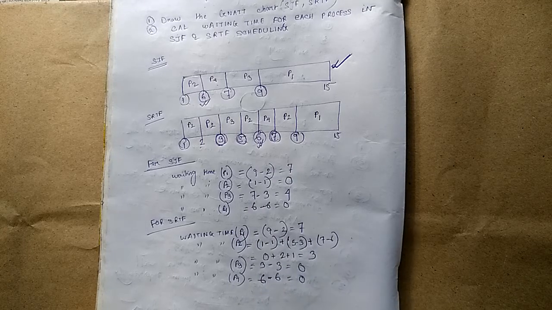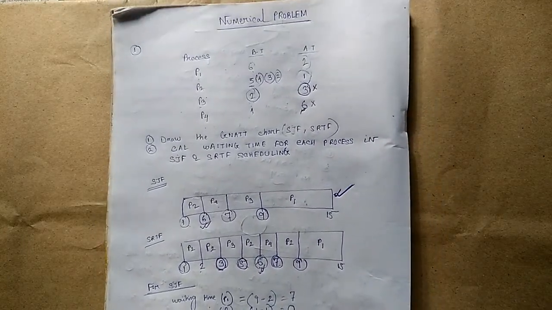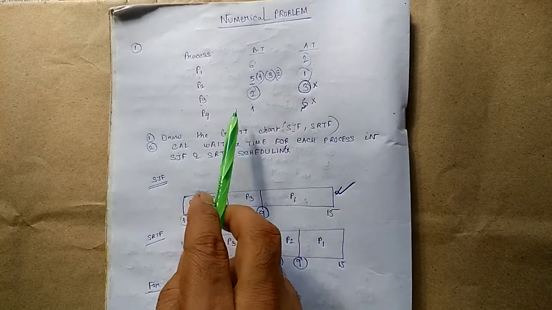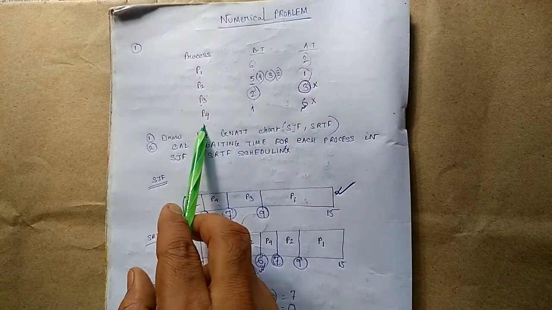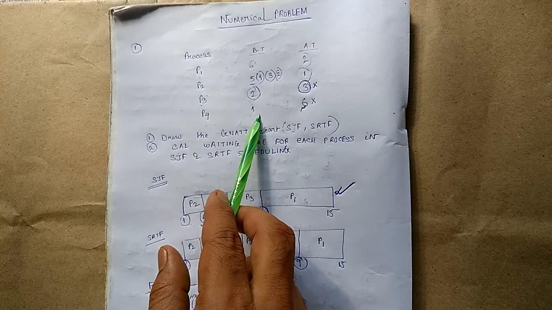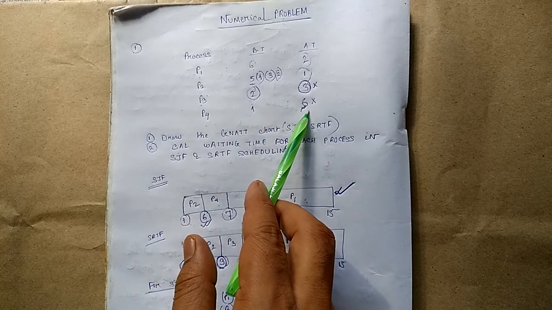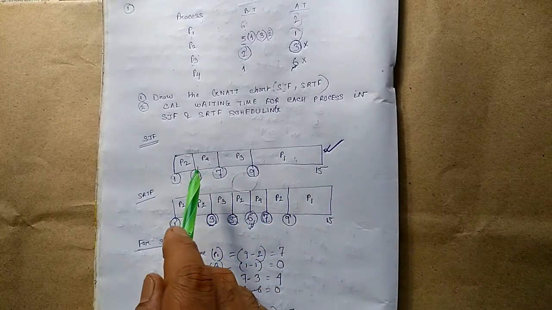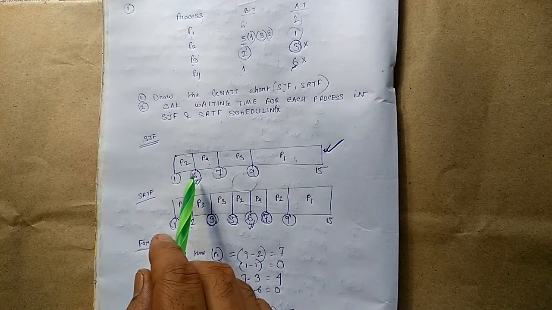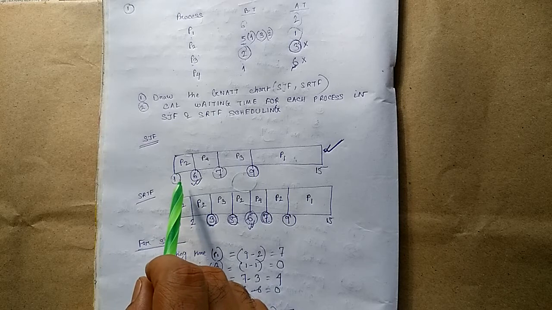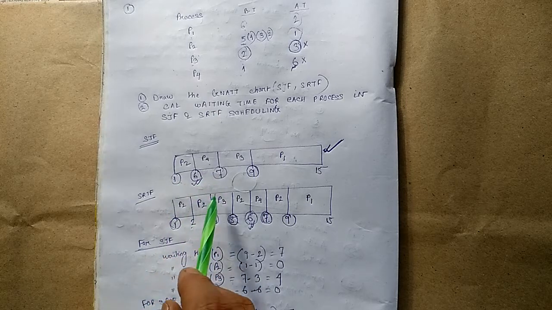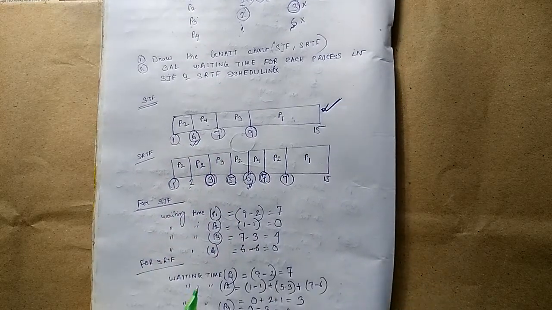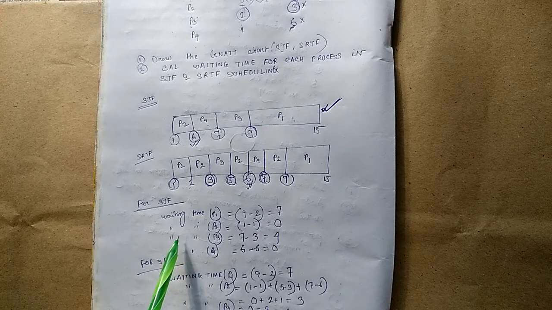So in this way we can conclude that we were given a table where there were 4 processes, with burst time and arrival time associated with each. We have drawn the Gantt chart from the table for SJF and SRTF, and we have also calculated the waiting time for each process in case of SJF and SRTF.